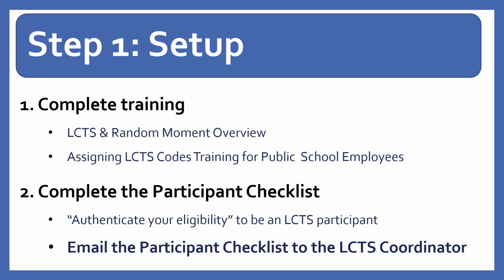By now you should have completed watching both videos, the Local Collaborative Time Study Overview, and this video, Assigning LCTS Codes for Public School Employees. Next, complete the LCTS Participant Checklist and email the checklist to the LCTS coordinator on the day you complete watching both the videos. This form is required by the federal government. It authenticates your eligibility and it documents your completion of the mandatory training. If you have questions regarding your qualifications to participate in LCTS Random Moments, talk with your site coordinator.